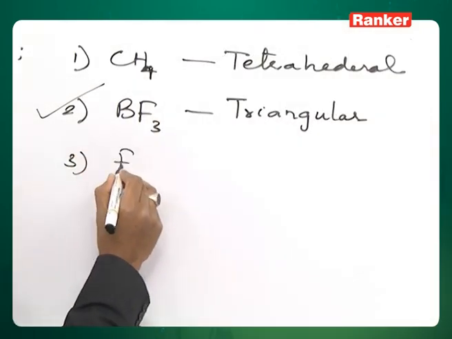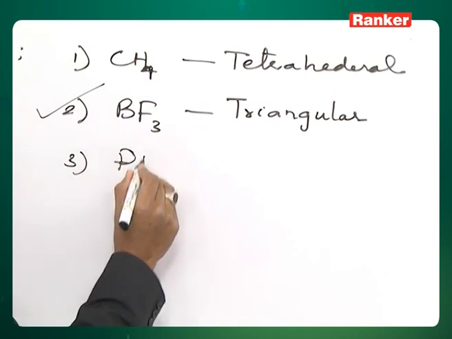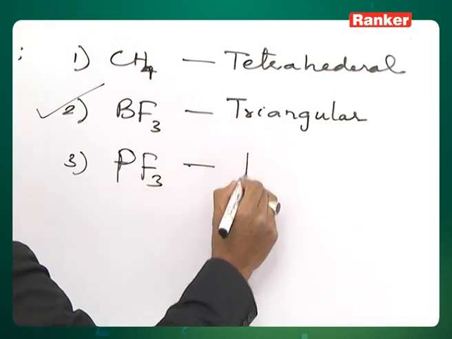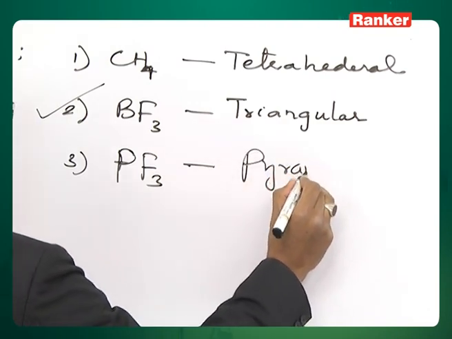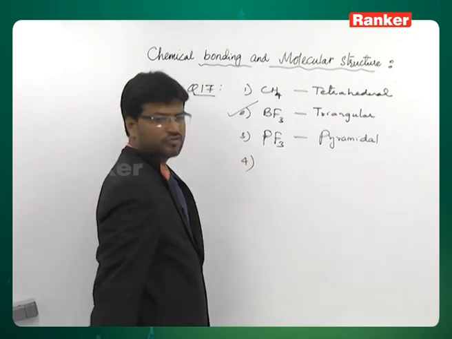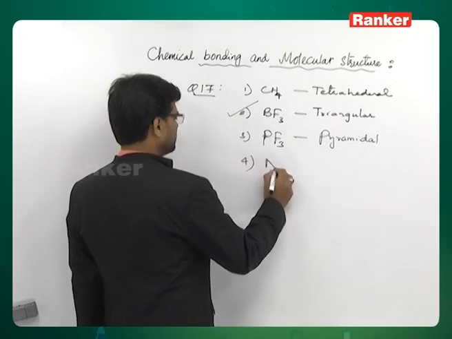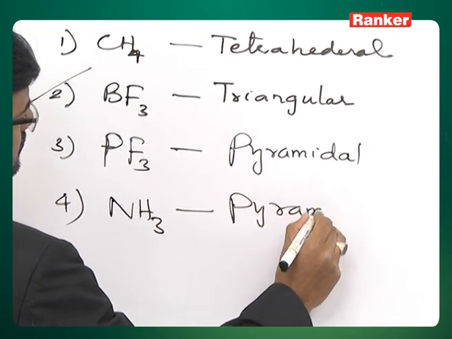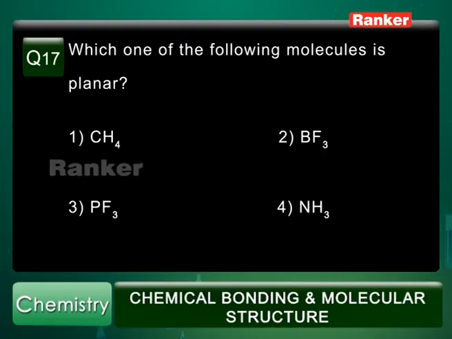PF3 is pyramidal, and the fourth option NH3 is also pyramidal. So, the correct answer must be BF3. BF3 is trigonal planar.